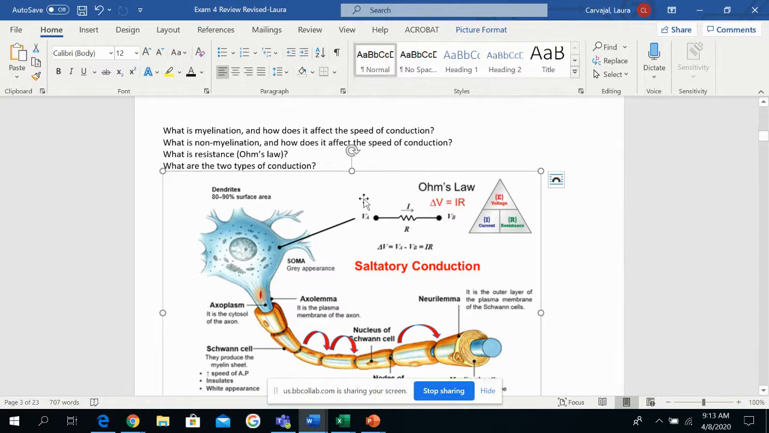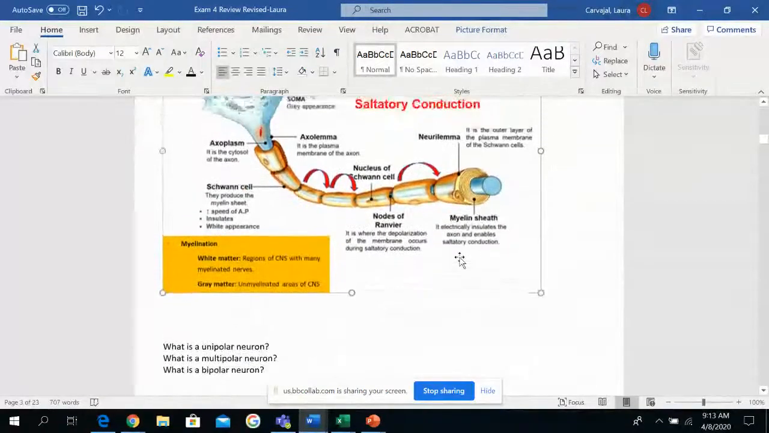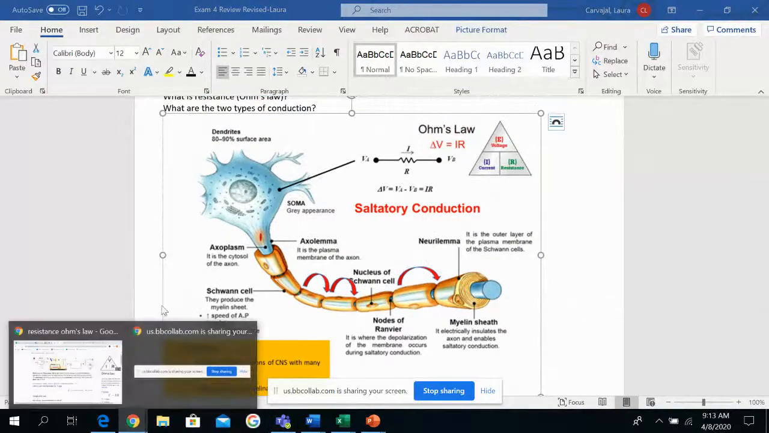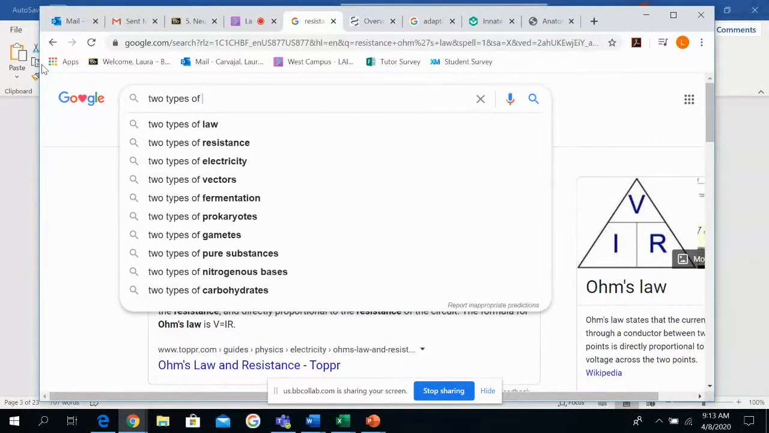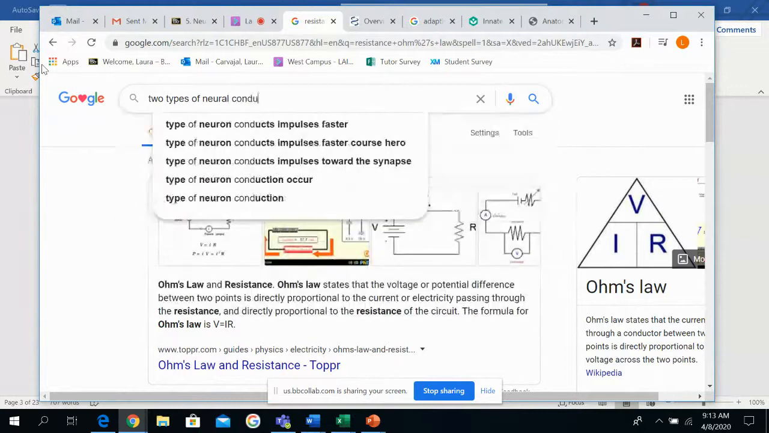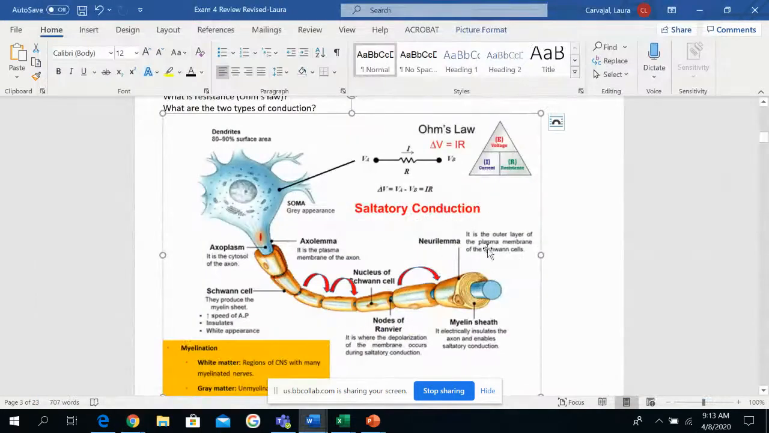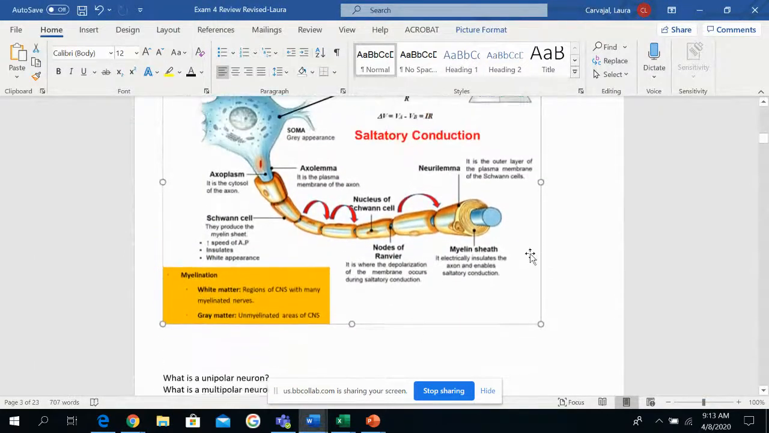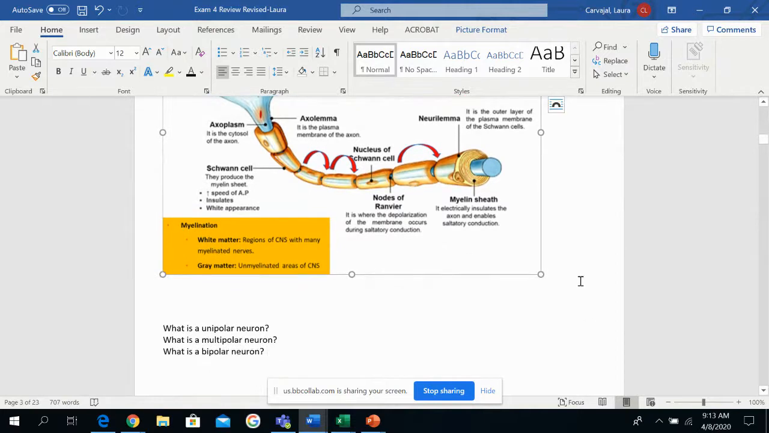Okay, what are the two types of conduction? You have saltatory conduction, and, oh, I don't think I have it here. Let's see. Two types of neural conduction. Okay, we're gonna skip that one. We can go back to it. Oh, saltatory conduction basically means that it's jumping from node to node. Saltatory, like jump. Saltar means a jump in Spanish. So that's a good way to remember that.